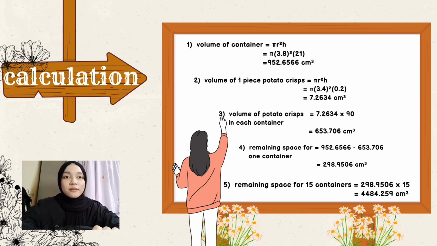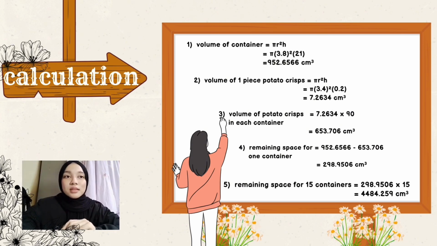The first step, we need to find the volume of the container. Use the cylinder formula, which is pi r squared h. The radius of the container is 3.8 cm and the height of the container is 21 cm. So we will get 952.6566 cm³. The second step, we need to find the volume of one piece of potato crisps.